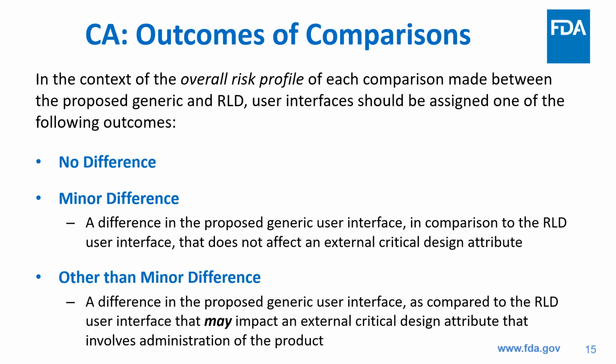When performing your comparative analyses, in the context of the overall risk profile, there are 3 possible outcomes that can be assigned. One is no difference. The second would be a minor difference, where a difference in the proposed generic user interface in comparison to the RLD user interface does not affect an external critical design attribute. An other than minor difference, however, is a difference in the proposed generic user interface that may impact an external critical design attribute that involves administration of the product.